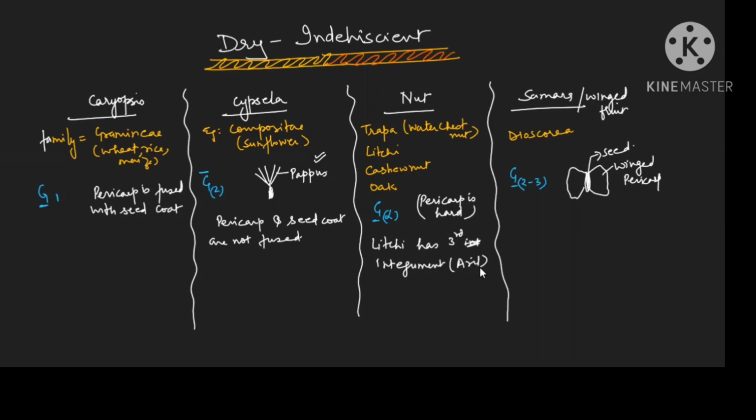And in case of Samara, which is also known as winged fruit, seen in Dioscorea, the pericarp has developed a wing-like structure helping in the dispersal of the seed. The gynoecium, in all the cases, leaving Cypsela, is with the superior ovary. So I hope this dry indehiscent topic is clear to you. Now let us see the next.